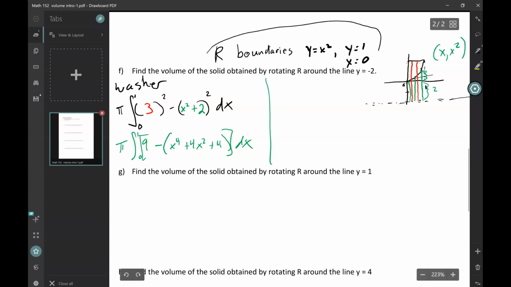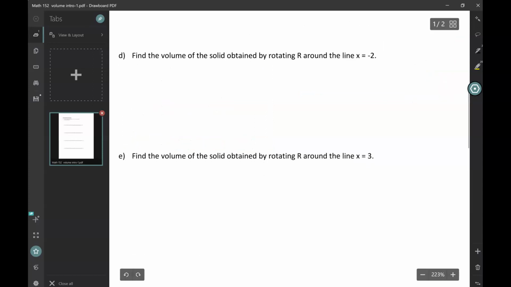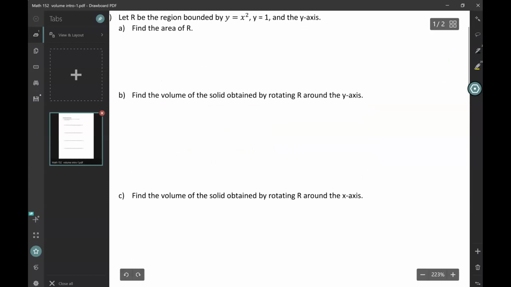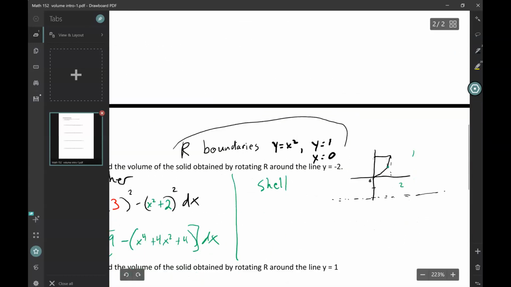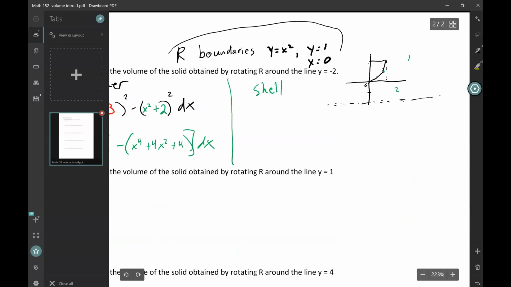Okay, so now I'm going to show you the shell method. Any place we can use the disk and washer method, we could potentially use the shell method. Sometimes they'll be about the same, and sometimes one will be a lot easier than the other, either easier to visualize or easier to integrate.